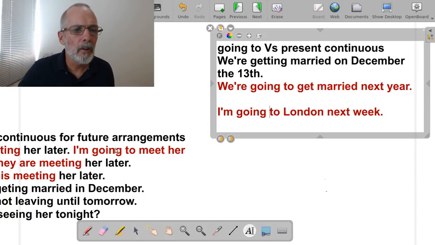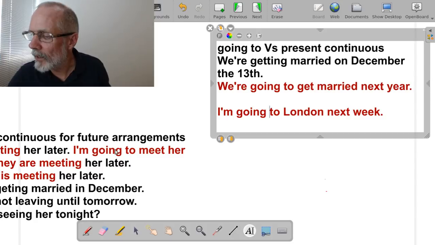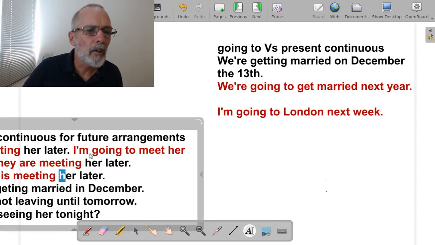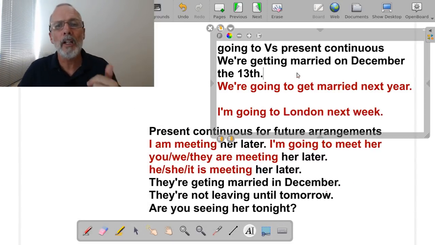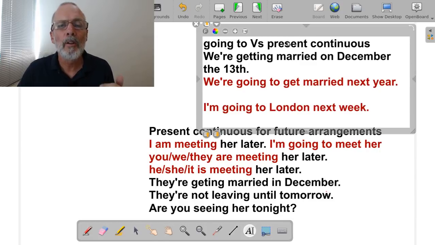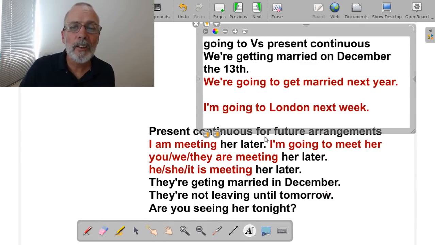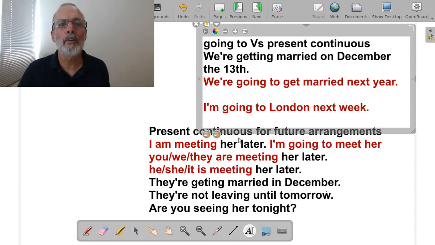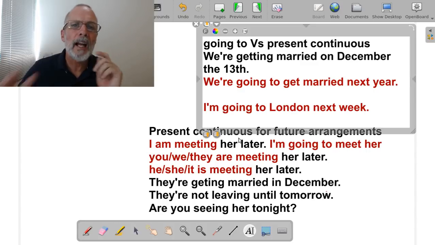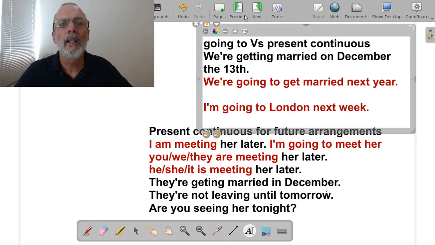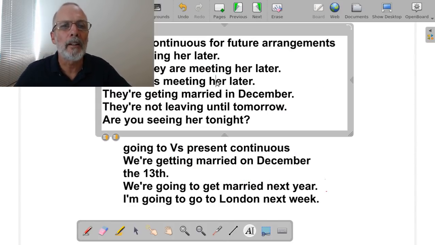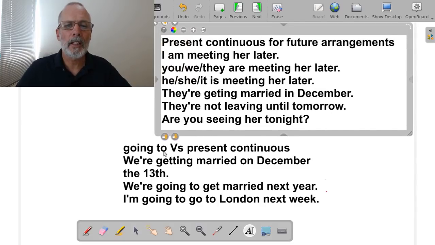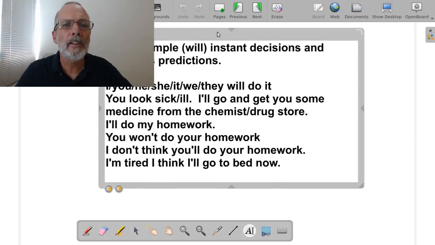Good. So that is, I'm running out of time already. This class is going so quickly, and I've got a lot of stuff to cover. So we've looked at going to for future plans. We've looked at present continuous for future arrangements. Going to and present continuous, very similar, can interchange them sometimes. Let's go to the next page, which turns out to be the same page because we've already done that one. Let's go to the next one.